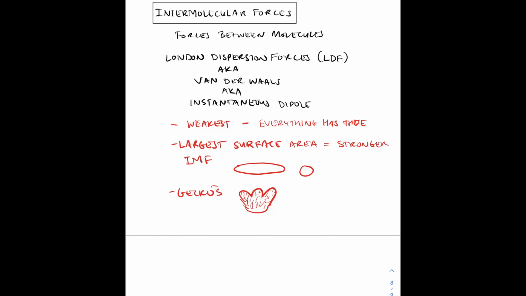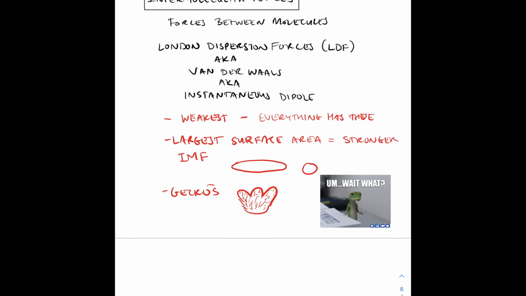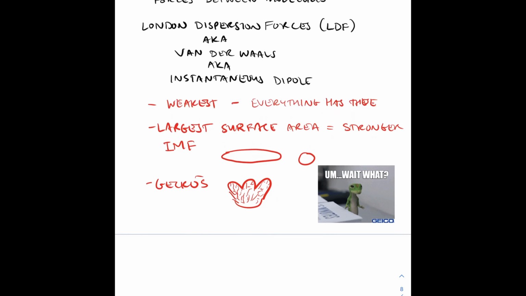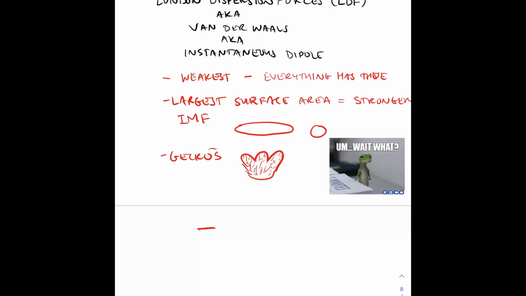But did you know they can't stick to Teflon? Wait, what? Geckos can't walk on Teflon? No, they cannot. So Teflon is PTFE. So you know how you'll have certain polymers like polyethylene or whatever. PTFE is polytetrafluoroethylene, and it's basically a bunch of these guys. So this is tetrafluoroethylene, and you make a polymer out of this.